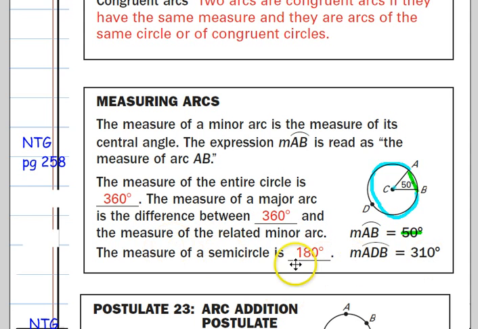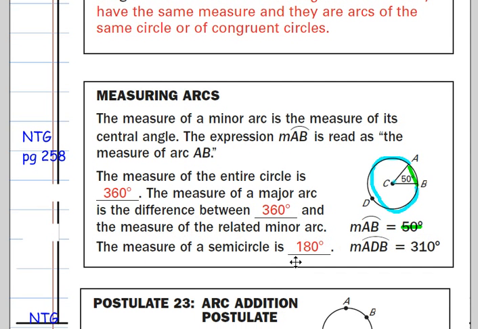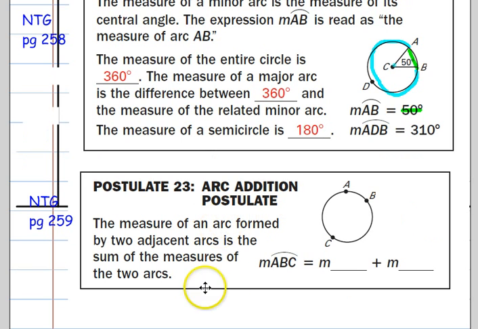And of course, the measure of a semicircle is 180. So we have one more proposition, which is very similar to when we did line segments at the beginning of the school year, which is the measure of an arc. Here we have an arc that starts at A, goes to B, and goes all the way to C. Well, one way that we can measure it is by breaking that arc up into two pieces. One piece is from A to B, and the other piece is from B to C.